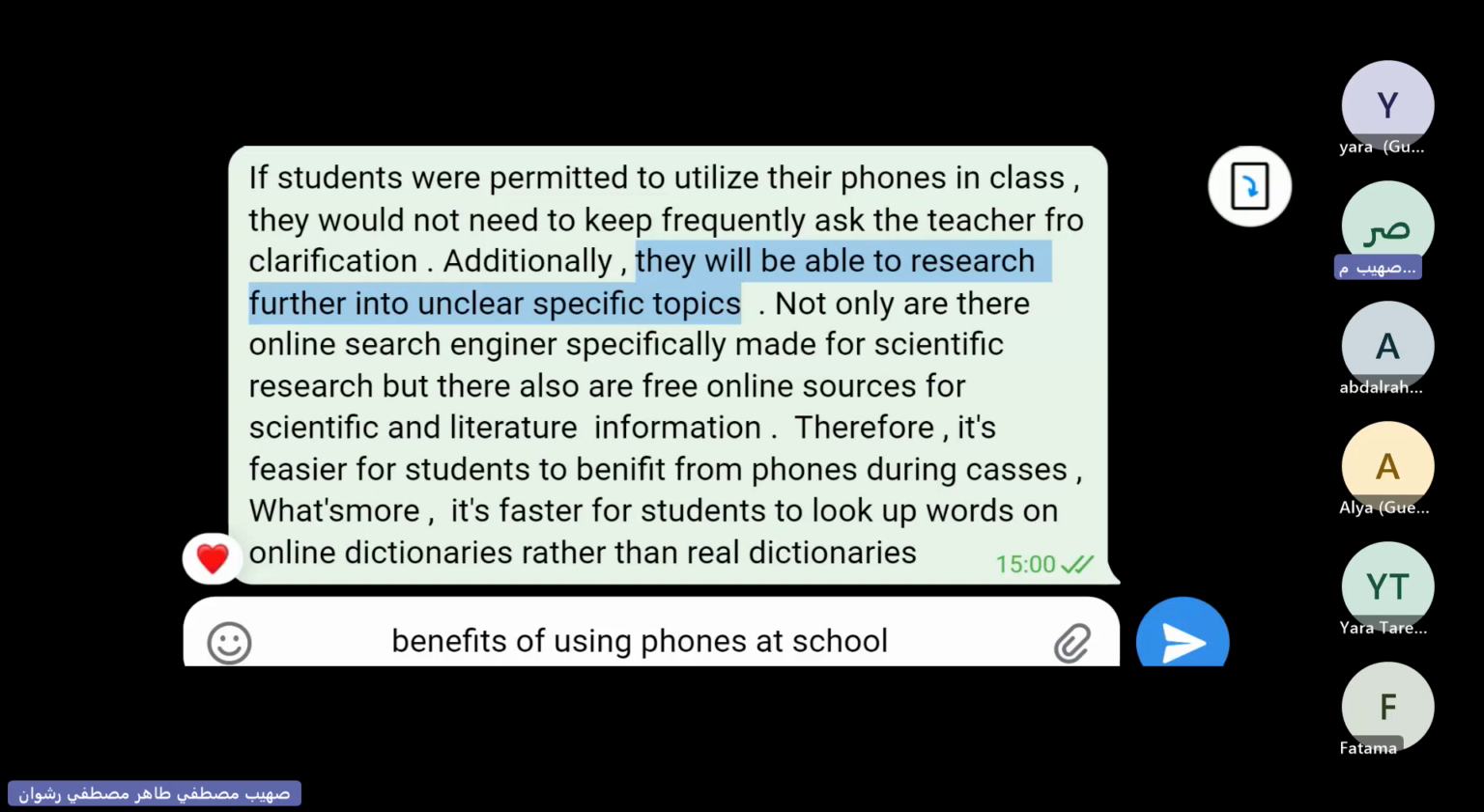Where is the development of this idea? Here, this one. Not only are there online search engines specifically made for scientific research, but there are also free online resources for scientific and literature information. Where is the explanation of looking for unclear specific topics?